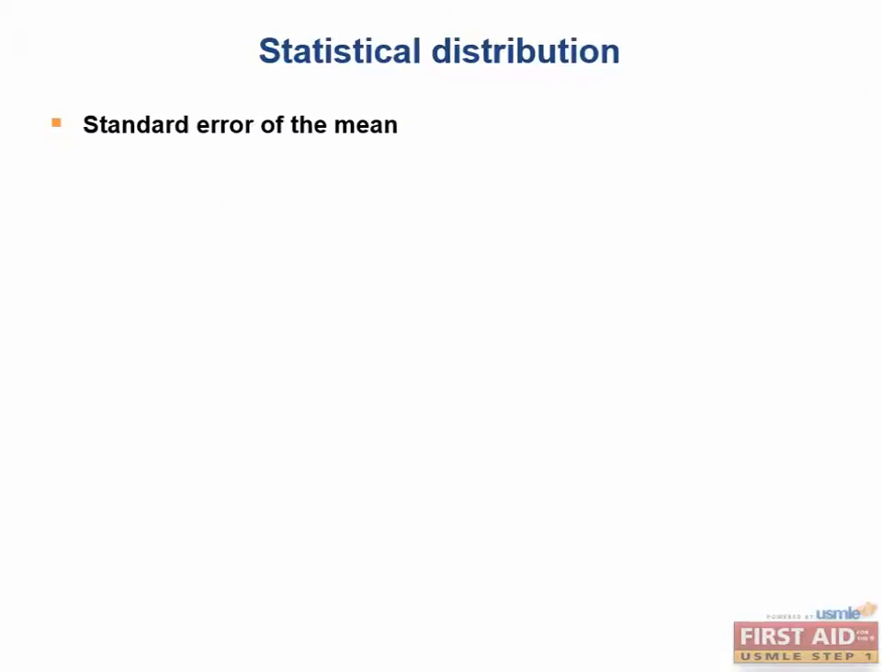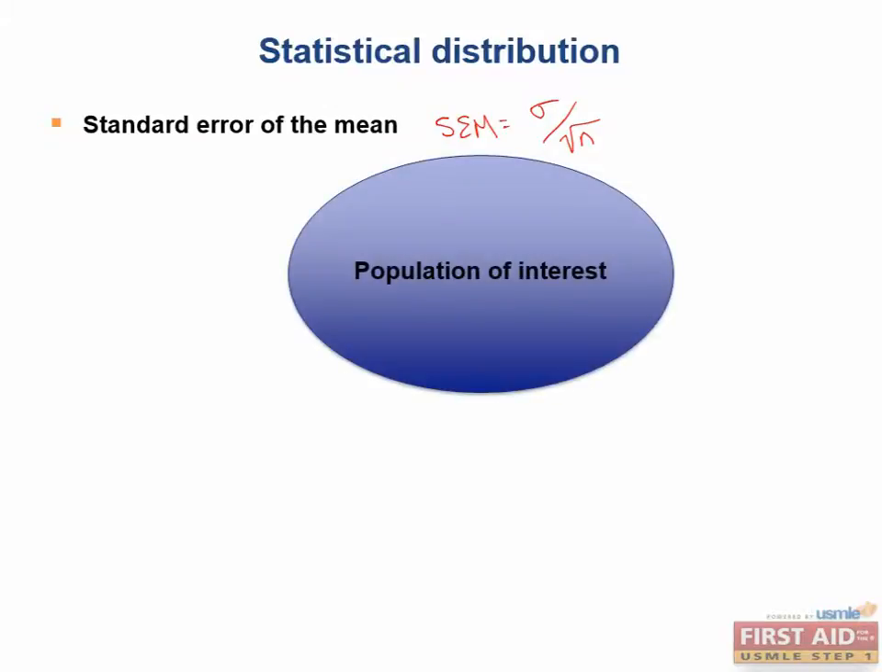The standard error of the mean, or SEM, is defined as the standard deviation divided by the square root of the sample size. Understanding how SEM differs from standard deviation would be a little tricky. Let's assume that you have a population of interest, but you can't measure everybody in the population. So what do?